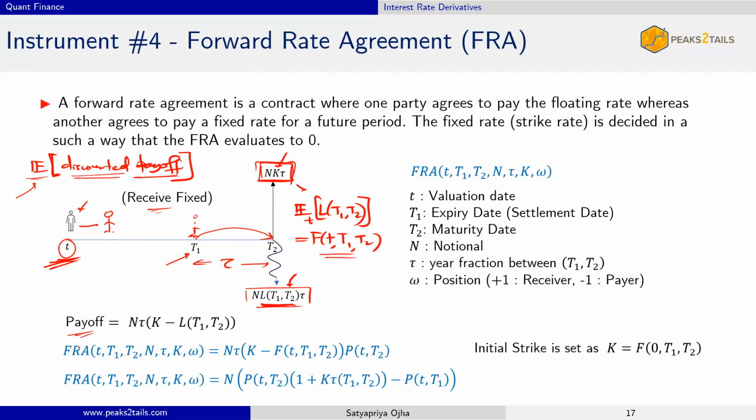So what is payoff? Payoff is simply this, N tau times (K minus L). That's the payoff. Because of this guy, the whole payoff is random. I don't know how much I'll get, because I don't know L until T1. At T1, the payoff becomes deterministic. Now what is the discounting? Discounting would be simply, this is discounting.